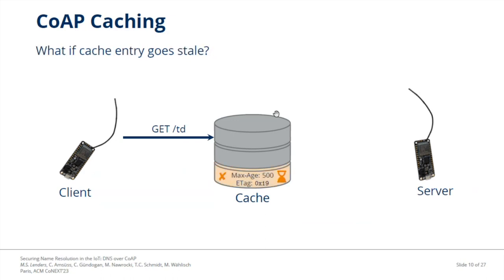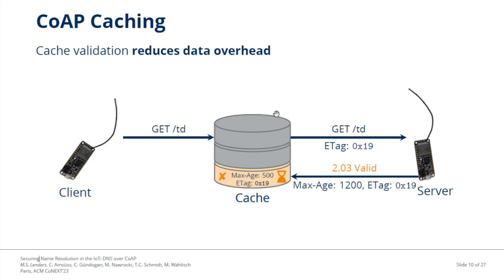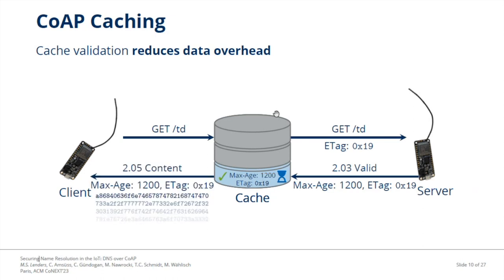But what if the information is stale? Then the cache can add the entity tag to the request, and then the server just sends a valid response back without any payload, saving us a lot of bandwidth. And then basically the cache entry can be restored, setting the new max age and then getting the content from the cache.